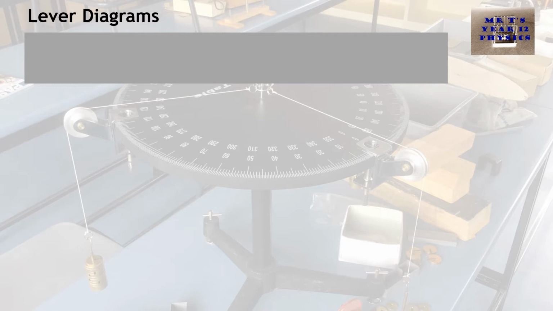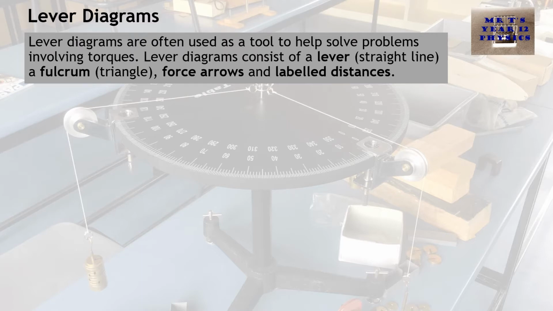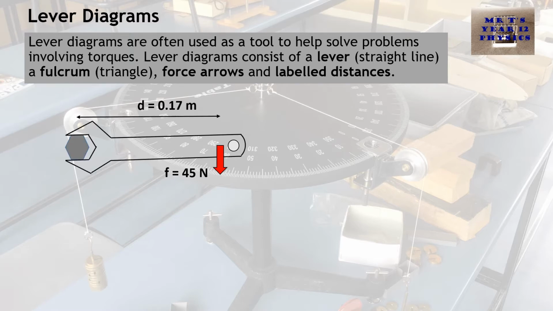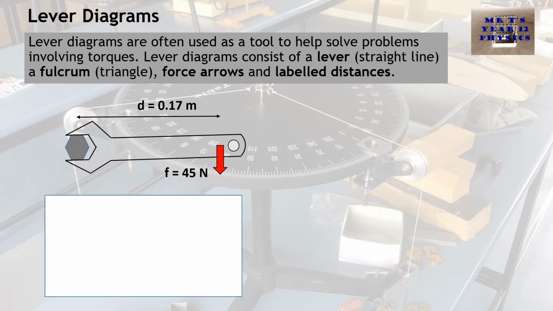Right, lever diagrams. We use lever diagrams to solve torque problems. So here, let's say I've got this spanner and I want to know how much torque this spanner is applying to the bolt on the left. So what I want to do is simplify the situation. I want to get rid of the actual picture, but just put it in a simplified form, and that's called a lever diagram.